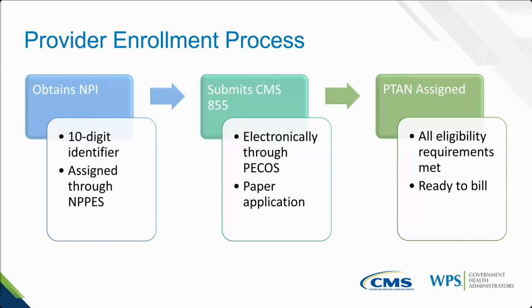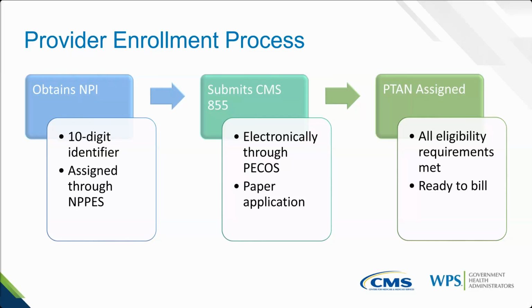And you do also have to have that 10-digit identifier, that NPI, before you submit your enrollment application. If you do not have that NPI in place when you submit that enrollment application, it will result in processing delays because we will have to develop for that information to be there in order for us to continue through the process. Once you have that, you're all set to go ahead and submit a CMS 855 application.